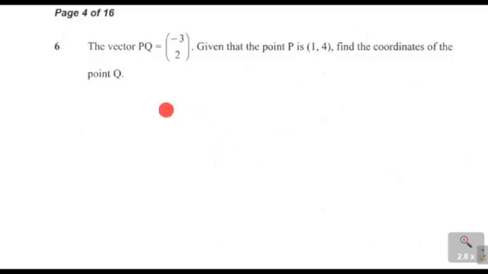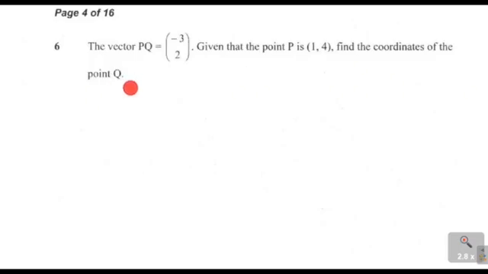Alright, so we now come to our question 6 right here. The vector PQ is equal to this, negative 3, 2. So this is a column vector. Given that the point P is 1, 4, find the coordinates of the point Q. So how can we find the coordinates of the point Q?